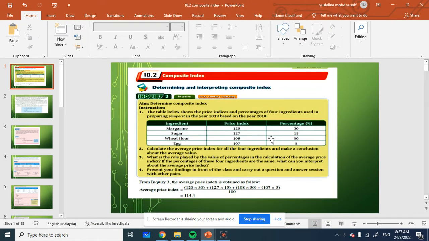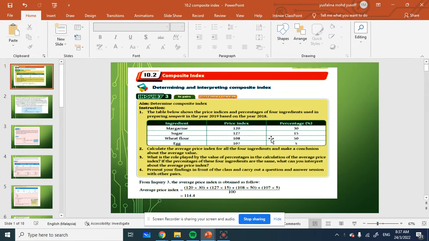Okay, good morning everyone. So today we continue with composite index. Before this, when we learned about the index, we just compared. Let's say we have the number of residents for 2018 and 2019. We compare whether it has increased or not. So we're using the index.